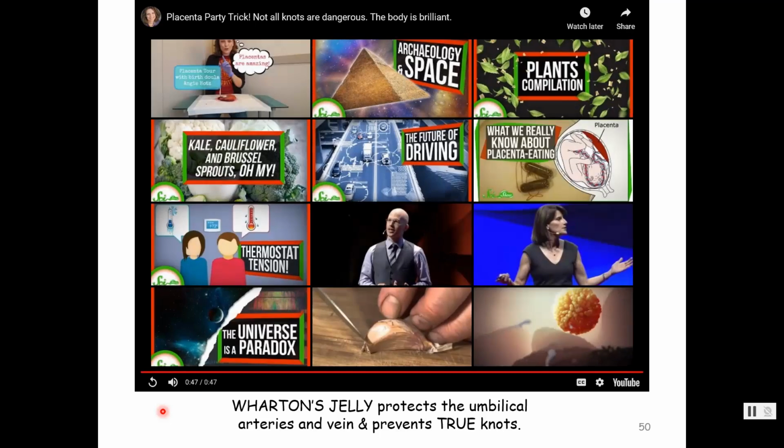Okay, so like I said, that's the function of that Wharton's jelly. It protects the umbilical arteries and vein and prevents those true knots. And sometimes true knots do form, and then of course it can kill the baby.